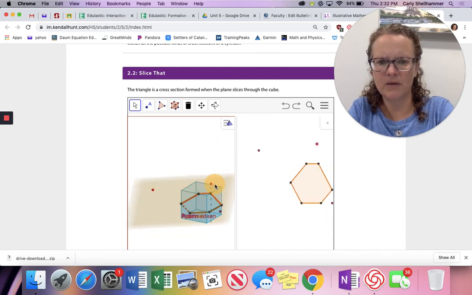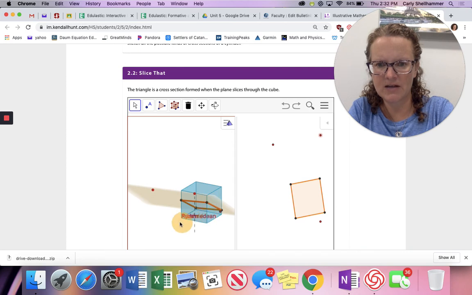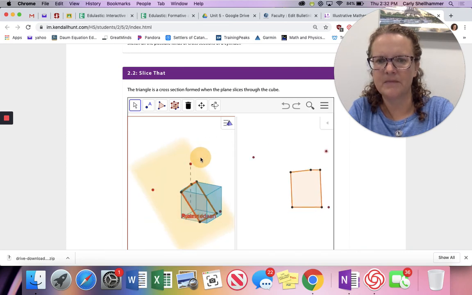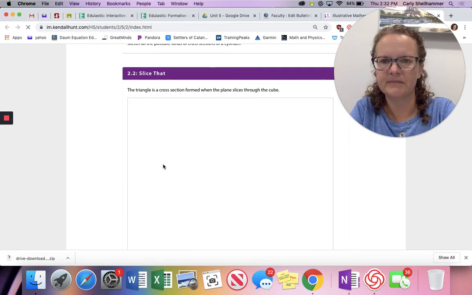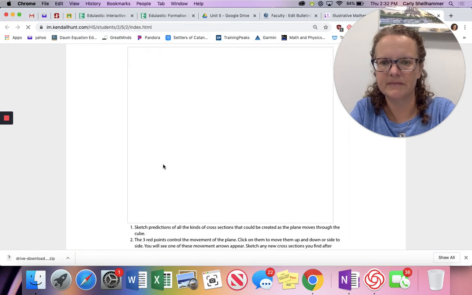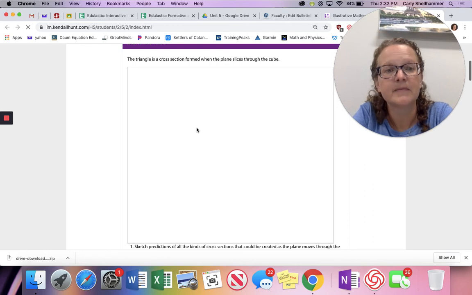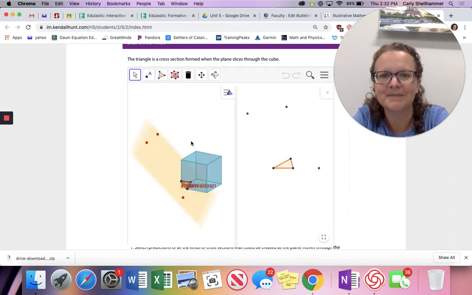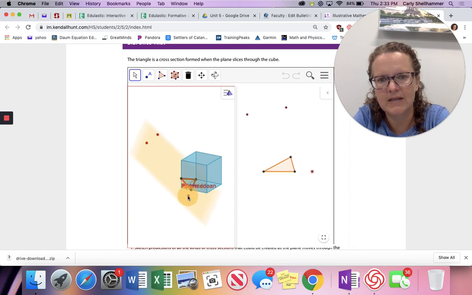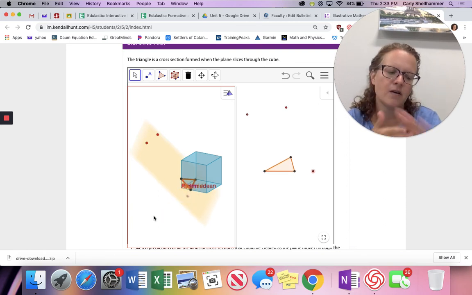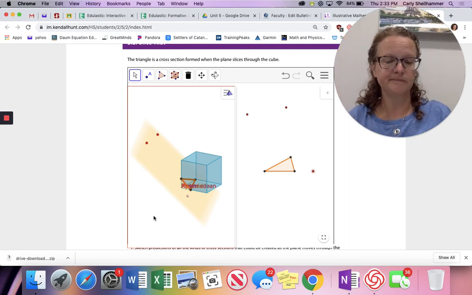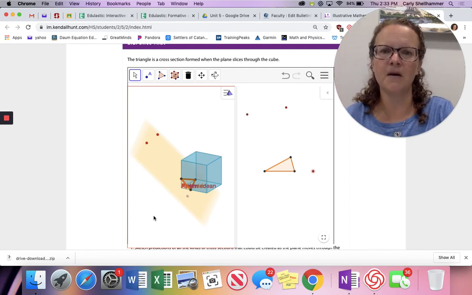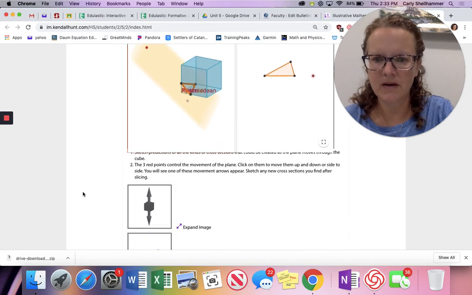There was one point where I got just the corner. I just don't remember how I did it. It's loading. There we go. Right there at the beginning, you can see as long as I do just a corner of the cube, my cross section is a triangle. Okay? All right. I think we can move on.